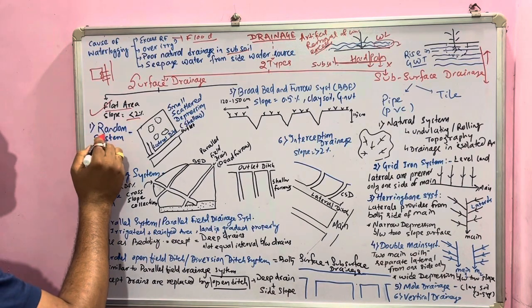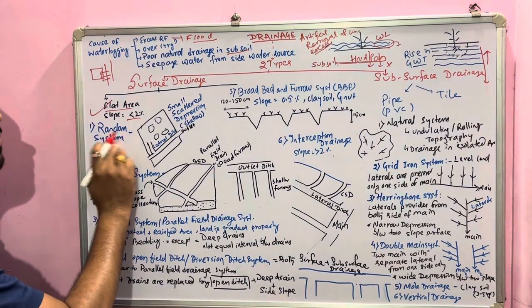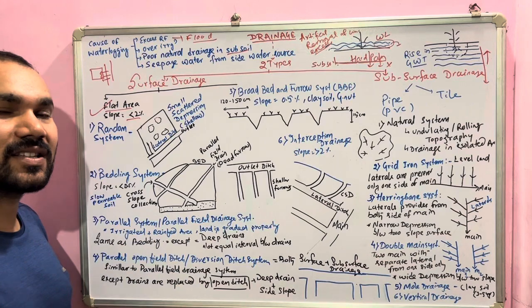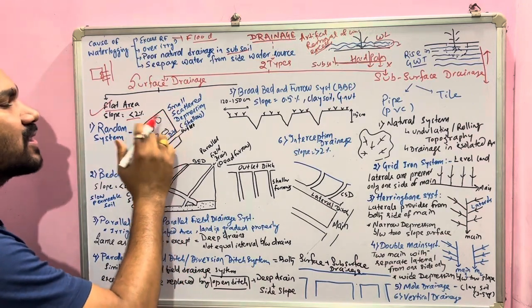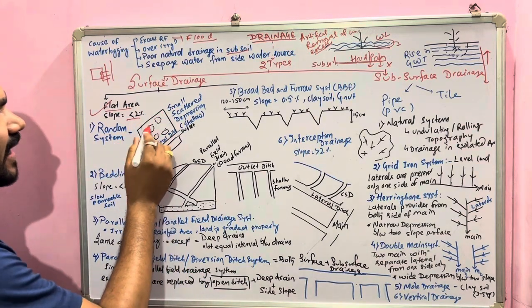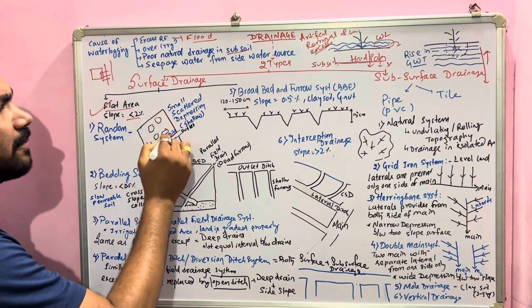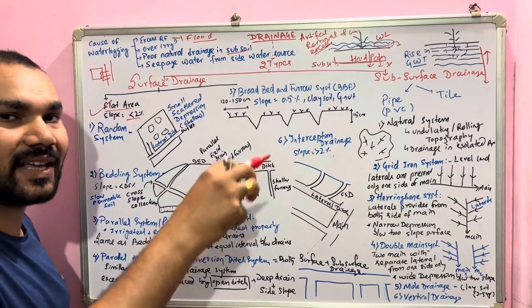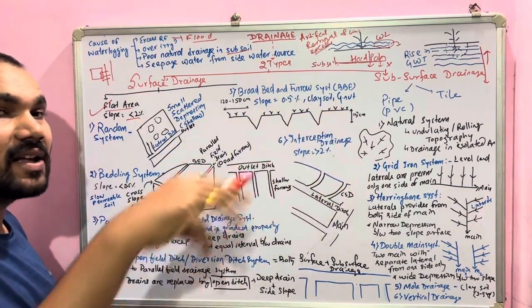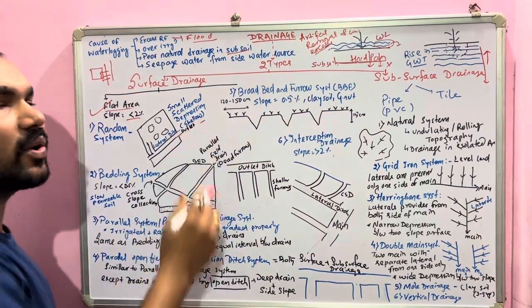The first one is the random system. Random system means your area has scattered depressions, at different places some depressions are there, and the depressions are shallow in nature.